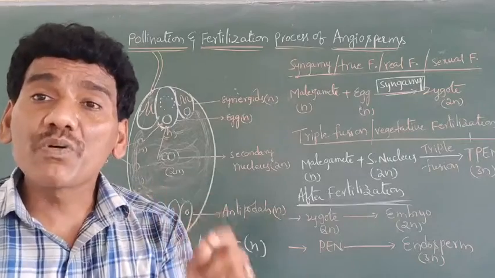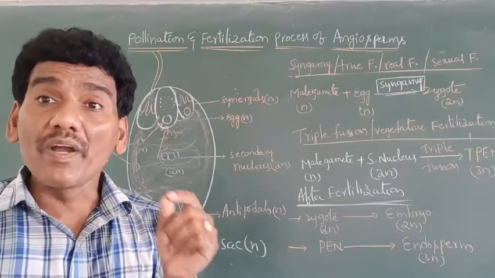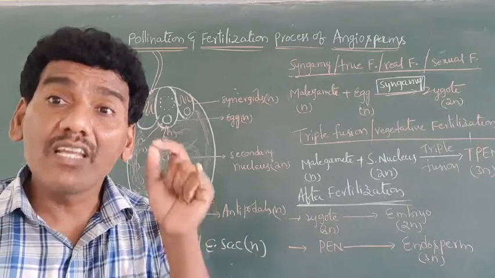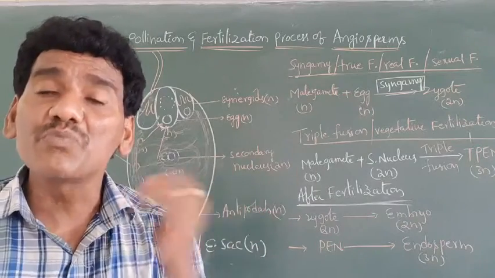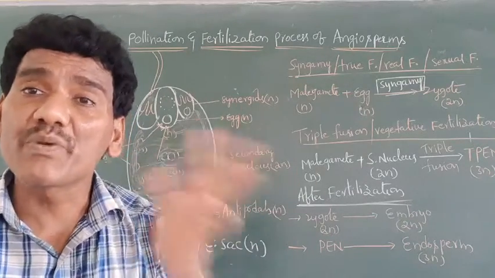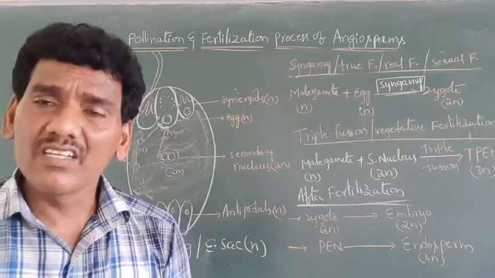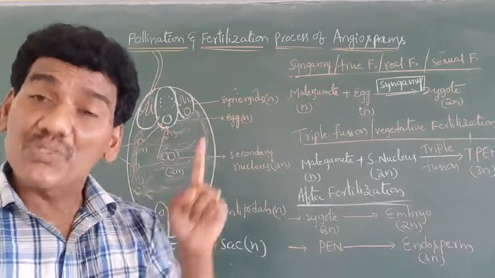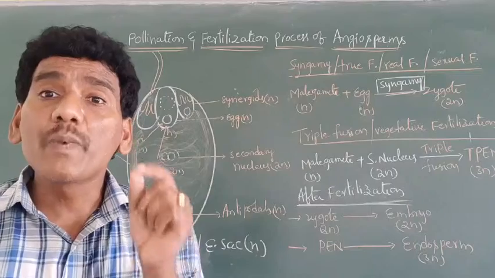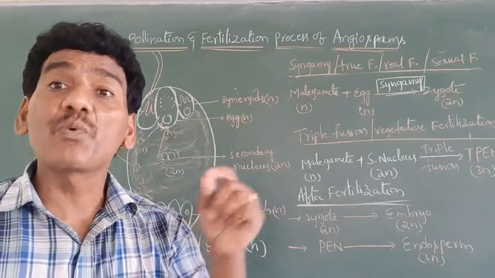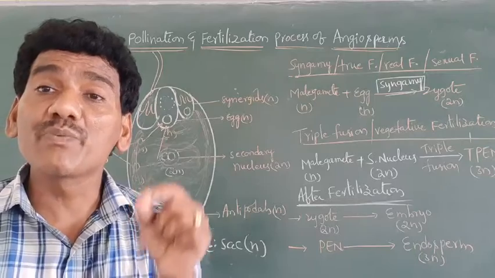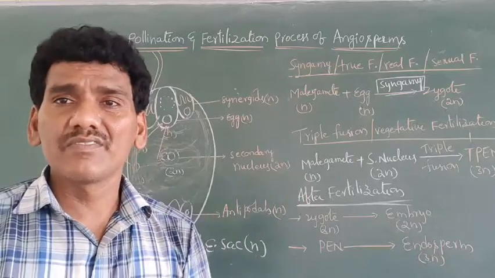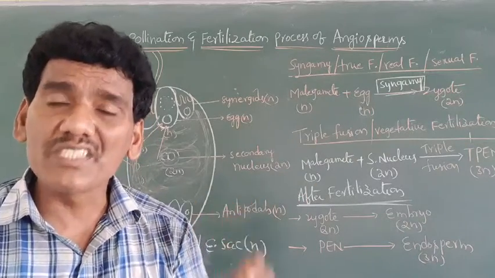In gymnosperms, the ploidy of the endosperm is N. Why is the ploidy of the endosperm N in gymnosperms? Because in gymnosperms, the female gametophyte acts as an endosperm, and the ploidy of the female gametophyte is N. That's why the ploidy of the endosperm is also N. In angiosperms, endosperm is a post-fertilized product with ploidy 3N. In gymnosperms, endosperm is a pre-fertilized product, and its ploidy is haploid.